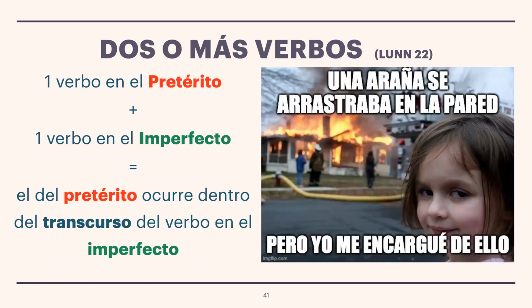Cuando hay un verbo en el pretérito y otro en el imperfecto, una araña se arrastraba en la pared y esta niña malvada se encargó de ello. El verbo de pretérito ocurre dentro del transcurso del verbo en el imperfecto. So that goes back to my timeline, right? So this is what was happening in the imperfect, and the preterite verb came and sliced through that action and occurred entre el transcurso de la acción del verbo en el imperfecto.